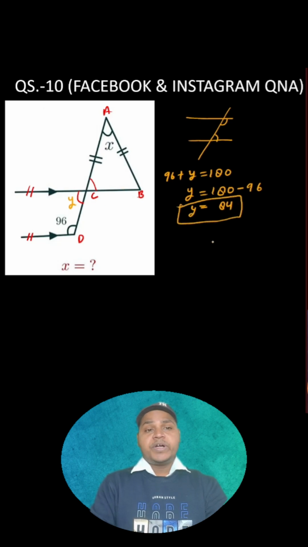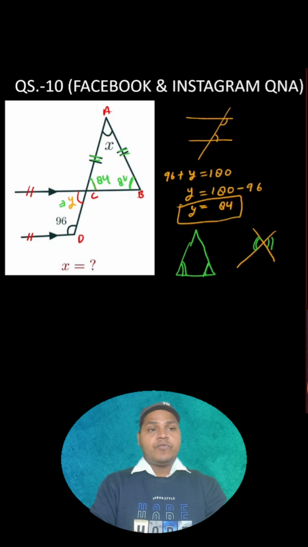Now let's discuss another property: if any two lines cross each other, then this angle is equal to this angle. According to this concept, this angle is y, so this angle is also y, which is 84. Now the property of the triangle: because this side and this side of the triangle are equal, this angle is equal to this angle. Since any triangle with two equal sides has equal base angles, this is also an angle of 84.